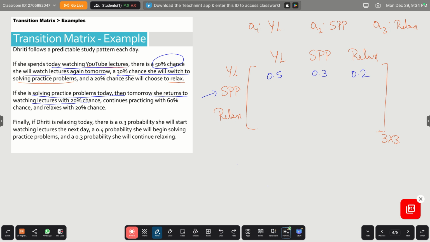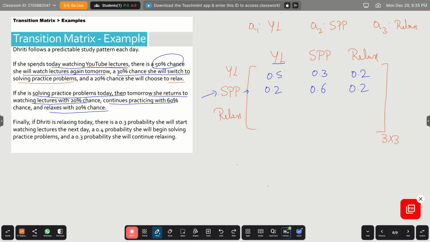Today suppose she has solved the practice problem, the probability that tomorrow she will return to YouTube lectures is 0.2, 20% chance. Or continues practicing. Today she has practiced, tomorrow also she continues to practice with the probability 60% chance, 0.6 is the probability. And today if she has solved the practice problem, the probability that she relaxes tomorrow is 0.2. So this completes the second row.